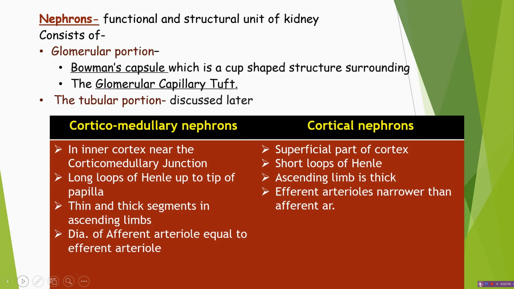The corticomedullary nephrons have long loops of Henle, which extend up to the tip of the papilla, and the loops of Henle are divided distinctively into thin and thick segments in the ascending limb. Whereas in the cortical nephron, the loops of Henle are short and the ascending limb is thick throughout. Also, the afferent arteriole diameter in the corticomedullary nephrons is equal to the efferent arteriole, but in the cortical nephrons the efferent arterioles are narrower than the afferent arteriole.